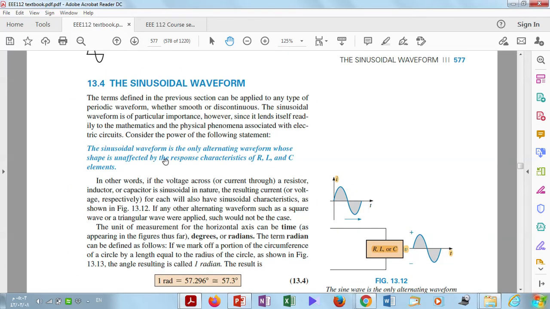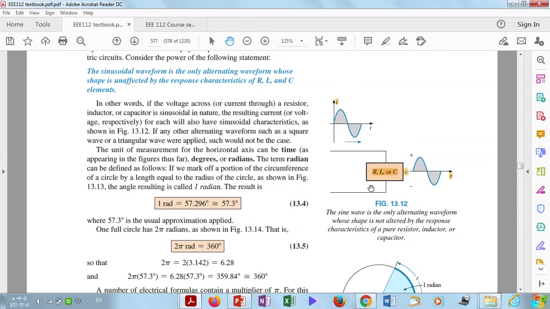But for electrical, when we generate electricity, we generate a sinusoidal waveform. The sinusoidal waveform is the only alternating waveform whose shape is unaffected by the response characteristics of R, L, and C elements. This waveform has some information we need to know about before we start dealing with it.